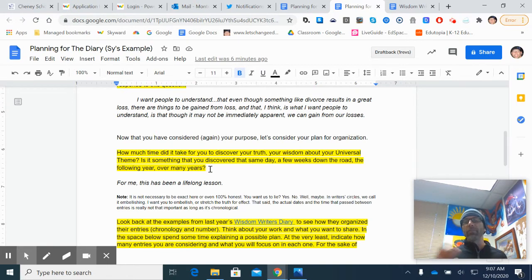Remember, I have to share my wisdom about loss here. Is it something that you discovered that same day? Is it something that was a few weeks down the road, the following year, or over many years? For me, this has been a lifelong lesson. And that matters because it's going to help me consider and organize and approach my diary.